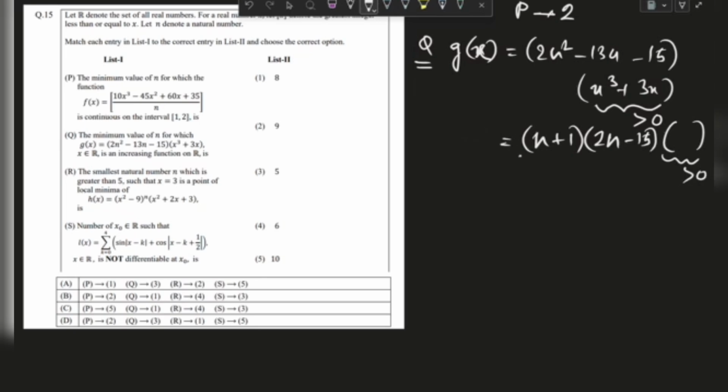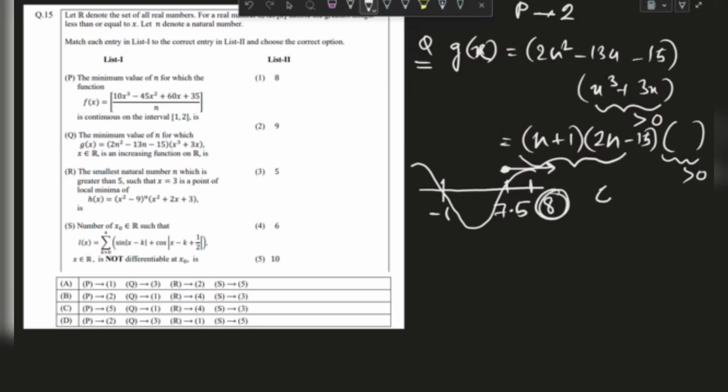If we look at this particular part, it lies in an interval of, I guess, minus 1 to 15 by 2, which is 7.5. And the graph will go something like this because it's fully positive. Now we are required to find the minimum value of n for which it is an increasing function. So basically this will be to the right hand side of 7.5. The nearest integer to the right hand side of 7.5 is 8. So our answer for this part is 8. This was pretty simple. So for Q, the answer will be 3.